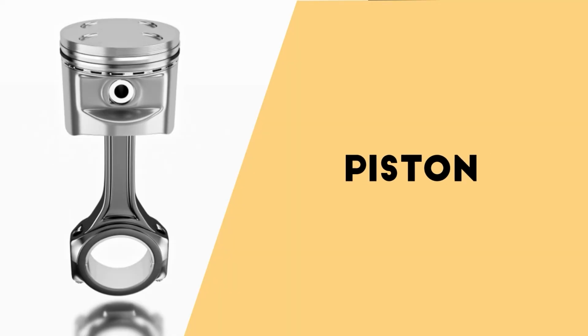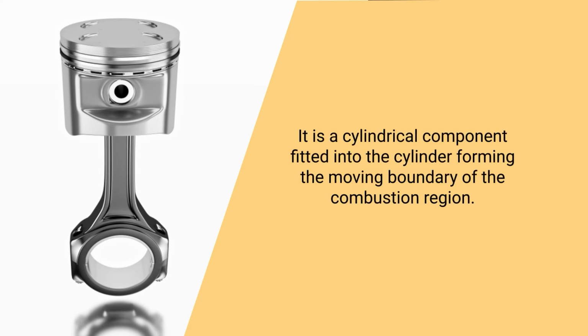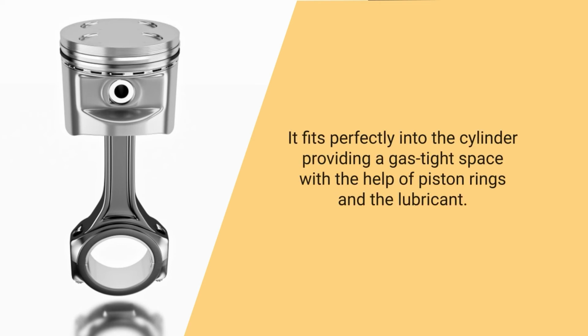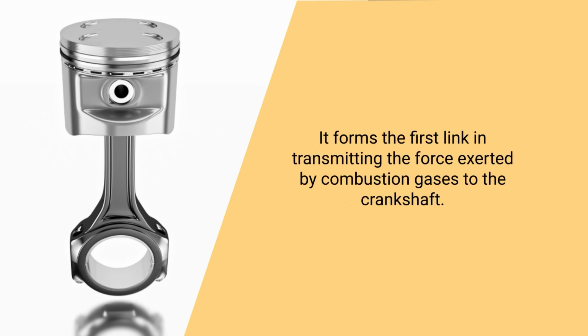This is your connecting rod, and this is the piston connecting with the connecting rod. It is a cylindrical component, as you see from the shape of the piston, and it moves in the cylinder from top dead center to bottom dead center. It fits perfectly into the cylinder, providing a gas tight space with the help of piston rings and lubricant. It forms the first link in transmitting the force exerted by the combustion gases to the crankshaft.